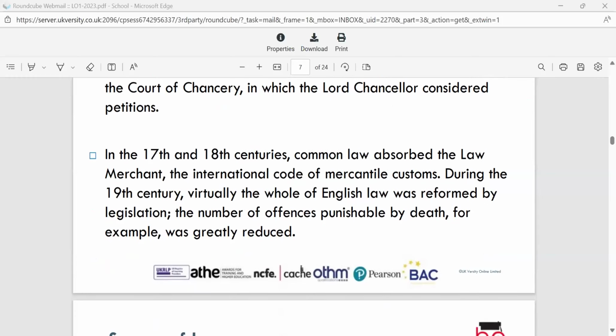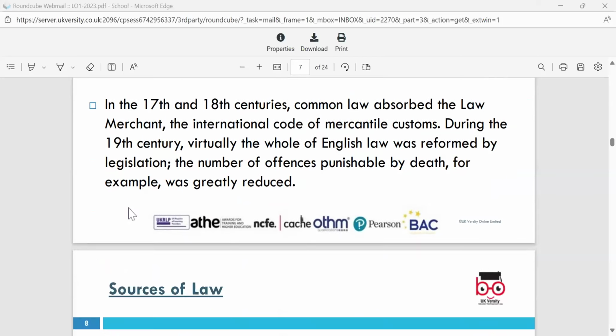Then by the 17th and 18th century, common law absorbed the law of merchant. And then during the 19th century, the number of offences punishable by death was greatly reduced. So a lot of the laws were reduced according to modern evolution and how things changed.